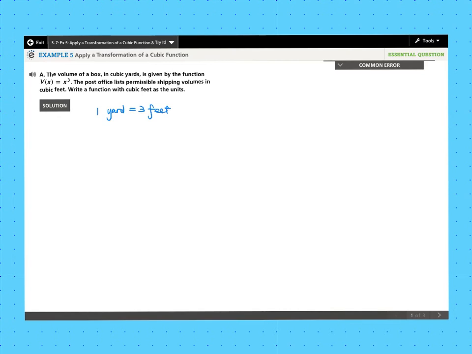Okay, since we want to convert from cubic yards to cubic feet, now that original x in yards becomes 3x in feet. So this new x is actually a foot. So 3x would give me the yard, and then my original x also becomes 3x on the right-hand side. So that's 27x cubed. So my new function is v of x equals 27x cubed. And this represents cubic feet. Okay?